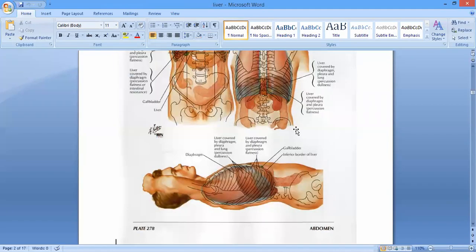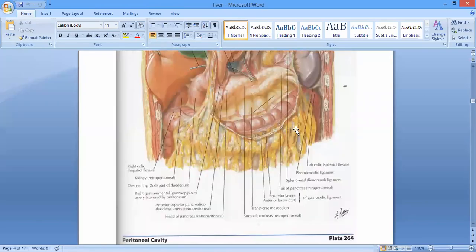And inferiorly, this pouch is going to be continuous with the general peritoneal cavity, all of this general peritoneal cavity, okay? So, and laterally, what will be there at this place?